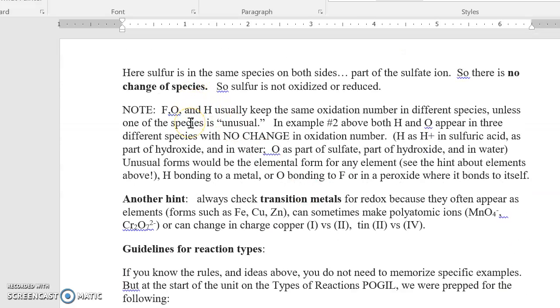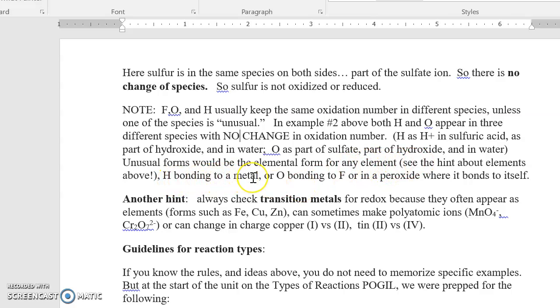This is an important note about fluorine, oxygen, and hydrogen because they almost always keep their oxidation number, -1 for fluorine, -2 for oxygen, and +1 for hydrogen. Even in the common different species, there's probably not going to be a change in oxidation number. Always be on the lookout for what I'm calling unusual species here. And unusual is basically anything where fluorine is not -1, oxygen is not -2, and hydrogen is not +1. And most commonly, that would be the elemental form of the element. But there's other possibilities as well.